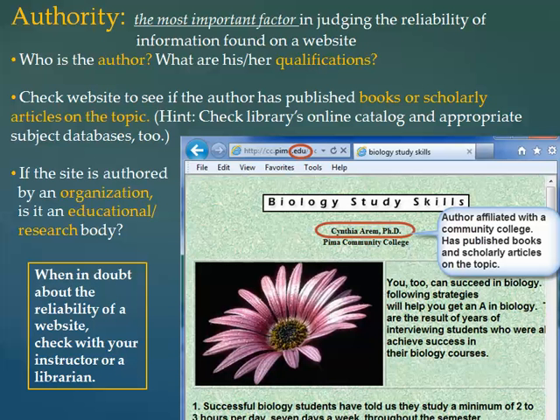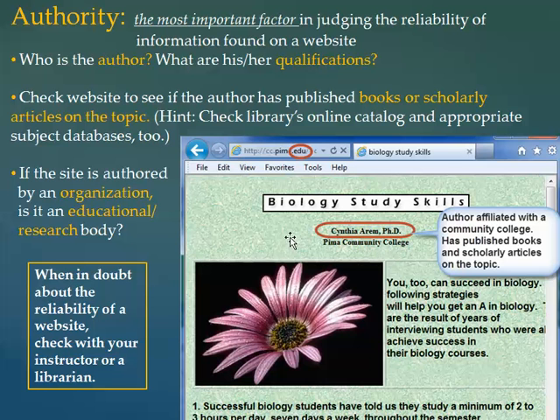Authority is the most important factor in judging the reliability of information found on a website. Find the author's name. Look for his or her qualifications. Check the website to see if the author has published other books or scholarly articles on the topic. You can check the library's online catalog and appropriate subject databases too. If the site is authored by an organization, is it an educational or research body, or is it a commercial firm? When in doubt about the reliability of a website, check with your instructor or librarian.